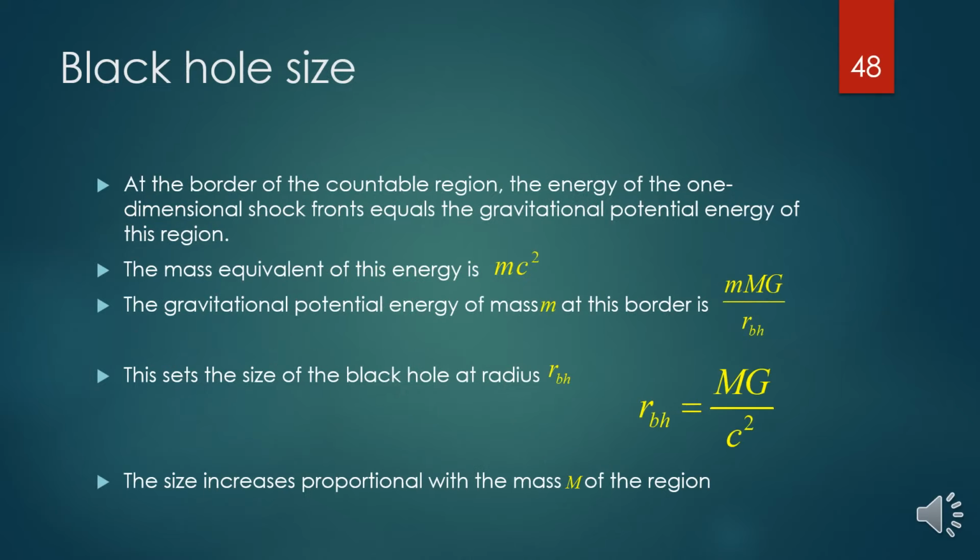At the border of the countable region, the energy of the one-dimensional shock fronts equals the gravitational potential energy of this region. The mass equivalent of this energy is mc². The gravitational potential energy of mass m at this border is m times the gravitational potential. This sets the size of the black hole at a radius that equals mG divided by c². The size increases proportionally with the mass m of the region.